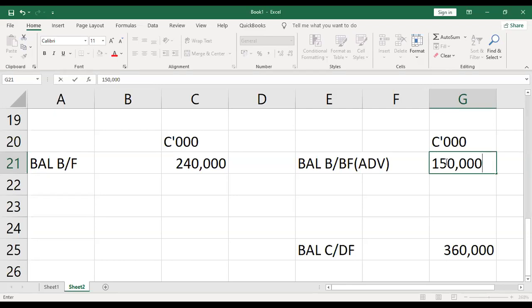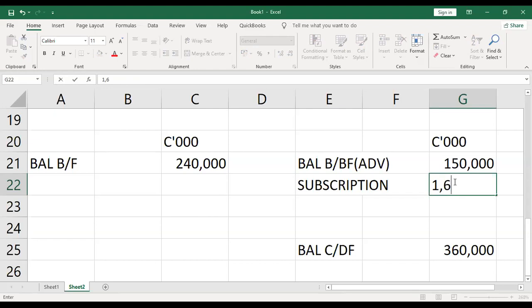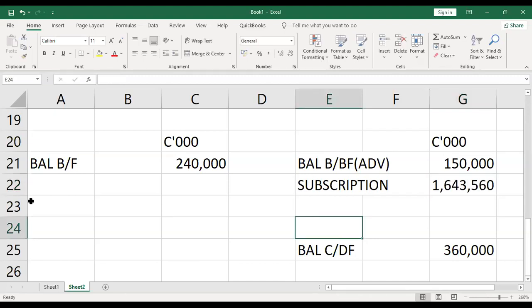Okay. Then we had a figure in the receipt and payment account. Subscription in the receipt and payment account that was given in the question, 1,643,560. You might be wondering why the subscription was reflected under receipts in the receipt and payment account, but right here it's now on the right hand side.